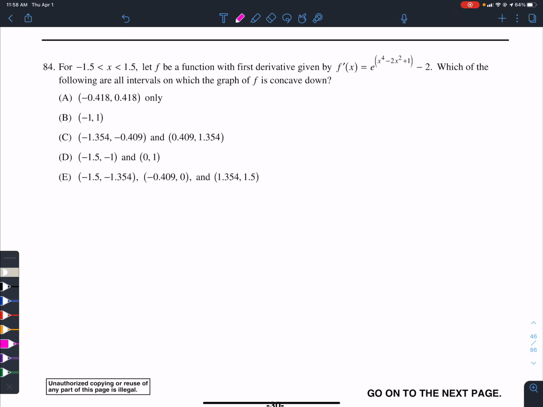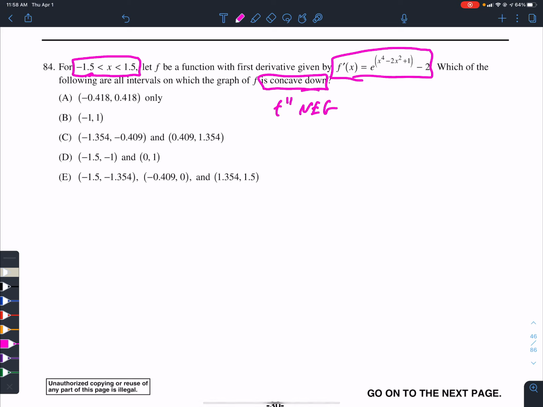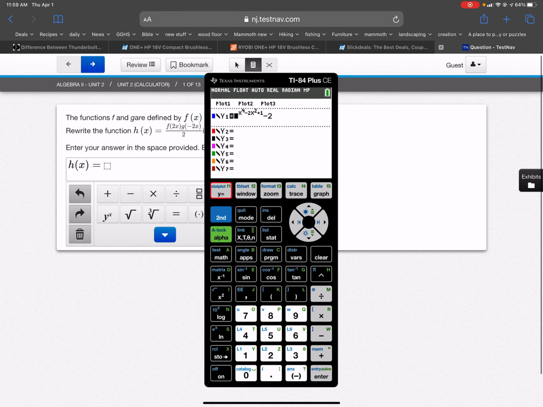2012, number 84. So we're given a domain, so we want to make sure we enter that in our calculator. We're given a derivative, and we want to know concave down. When you read concave down, you should think second derivative negative. All right, so we're just going to graph the second derivative and find where it's negative, find the region. So that's the plan. So I've already put in the first derivative that they gave us.